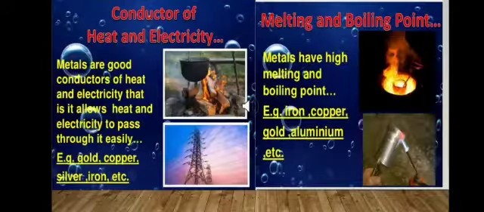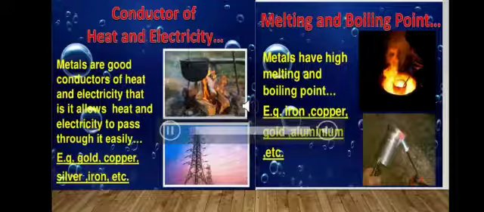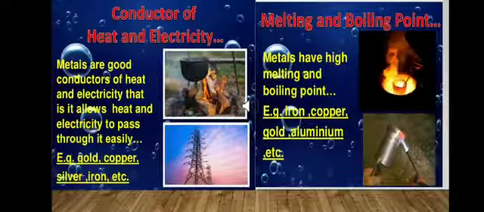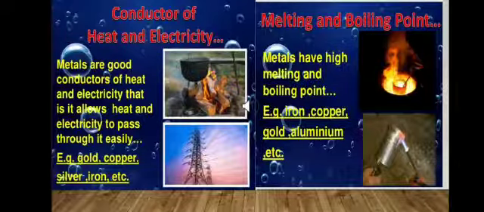The next property we talk about is the conductance of heat and electricity. Metals are good conductors of heat and electricity. That is, they allow heat and electricity to pass through easily because of the free electrons present in them, which you will read in your higher classes. For example, we have gold, copper, silver, iron, etc. They easily conduct heat and electricity.